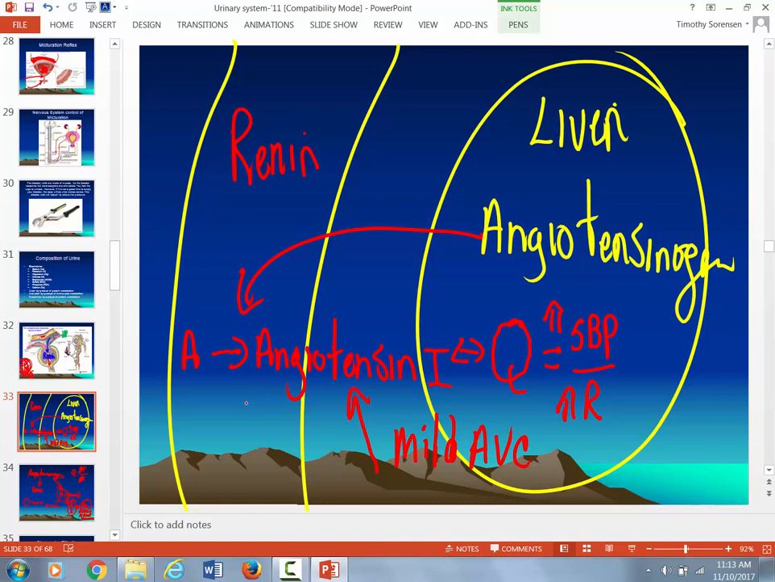Angiotensin 1 lasts for about 30 minutes. So if you're able to get your blood pressure back up to normal, that's the end of it. Who's following?